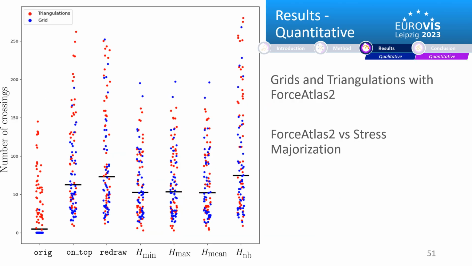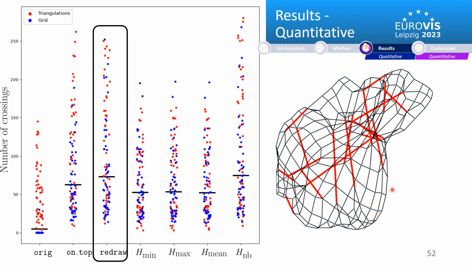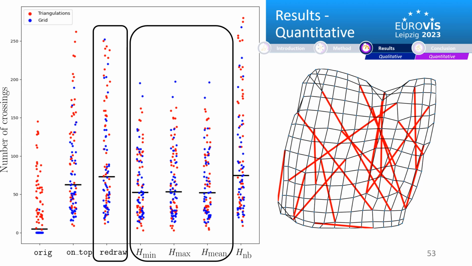When we take a look at the quantitative results, we would like to highlight the number of crossings metric. We mainly look at the results from Force Atlas 2 here, because the differences between Force Atlas 2 and stress majorization were rather minimal. In this figure, here on the y-axis, we have the number of crossings. In red, we have the triangulation graphs, and in blue, the grid graphs. Here, we're simply comparing this redraw column, which represents the redrawn layout with the cluttering edges on top, and with the layouts produced by the heuristic hmin, hmax, and hmean.